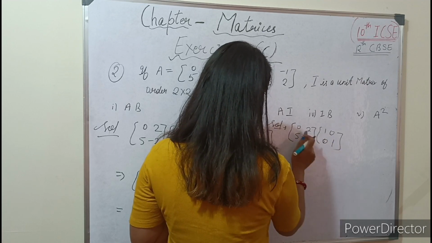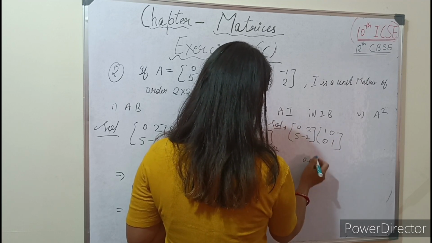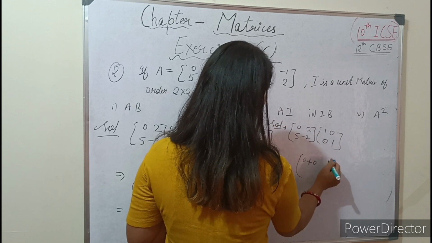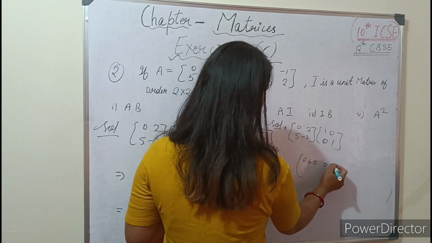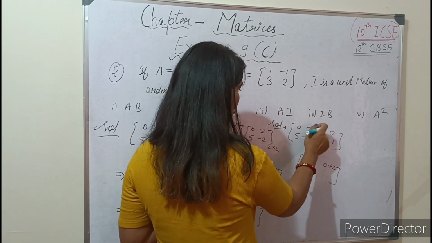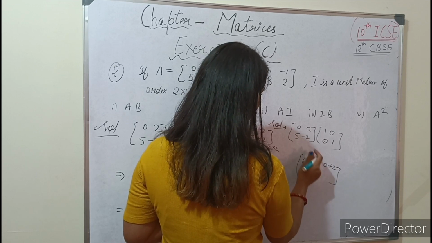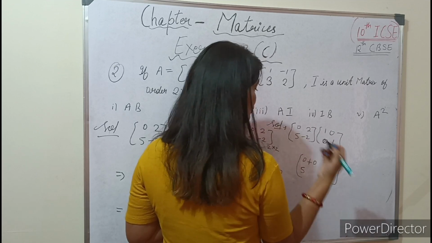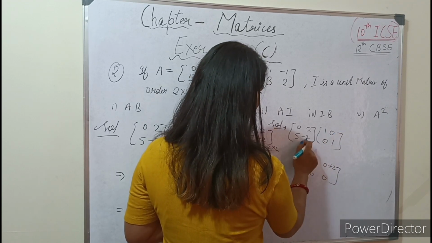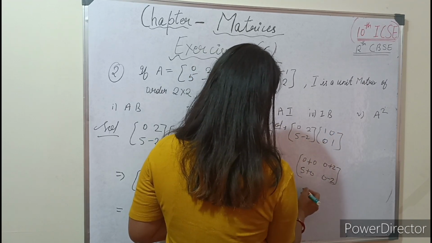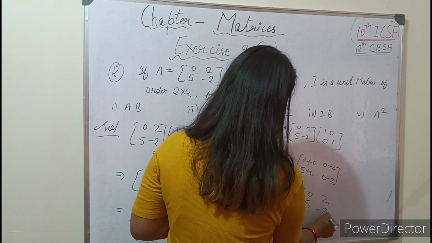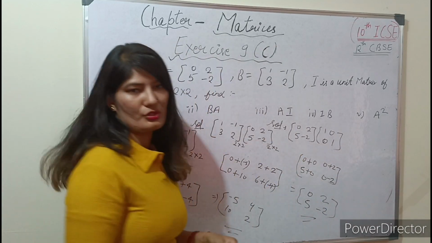Row multiply by column. 0 into 1 is 0 and 2 into 0 is 0. Same way 0 into 0 is 0 and 2 into 1 is 2. Now this row multiply by the first column. So 5 into 1 is 5 and minus 2 multiplied by 0 is 0. Same way 5 into 0 is 0 and minus 2 multiplied by 1 is minus 2. So your answer is 0, this is 5, this is 2, this is minus 2. This is your answer.